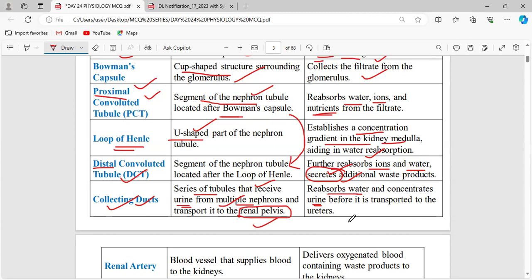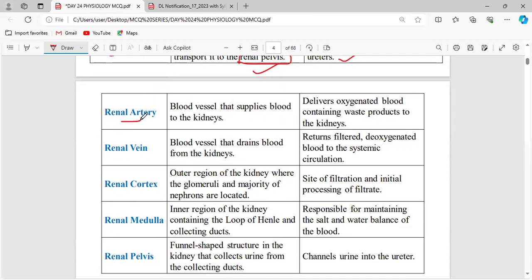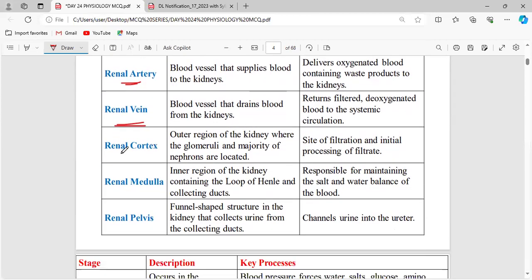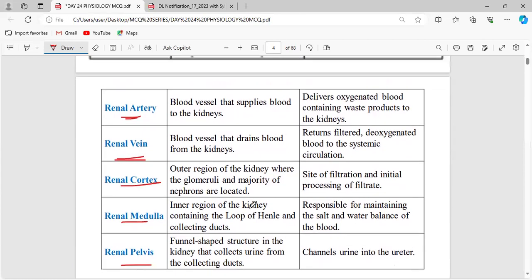Concentrates urine means what? All the water and necessary essential nutrients are reabsorbed, so it makes the urine more concentrated. Here it is not diluted, right? Now, before it gets transported to the ureter, in the urinary bladder and the ureter, the urine will be more concentrated. Okay, now renal artery and renal vein, renal cortex, renal medulla, and renal pelvis.